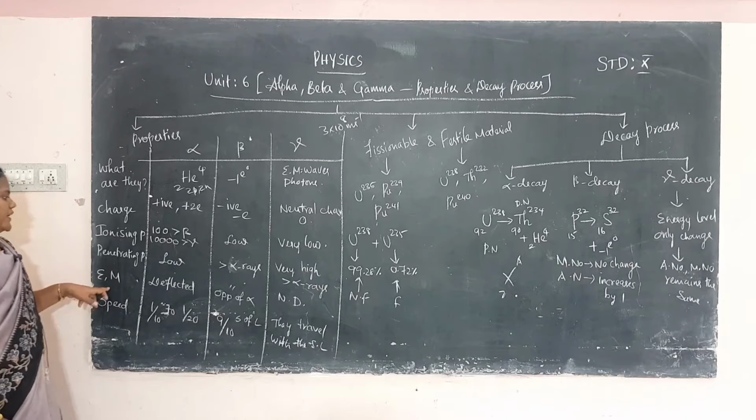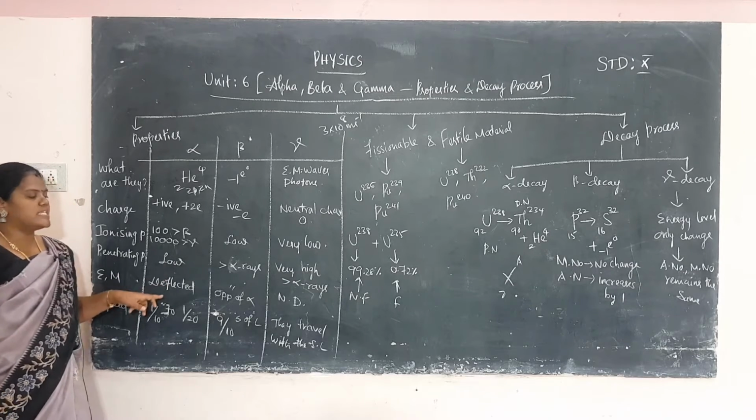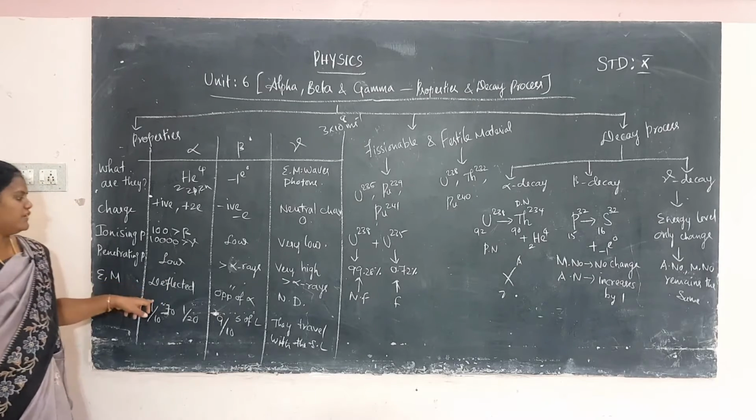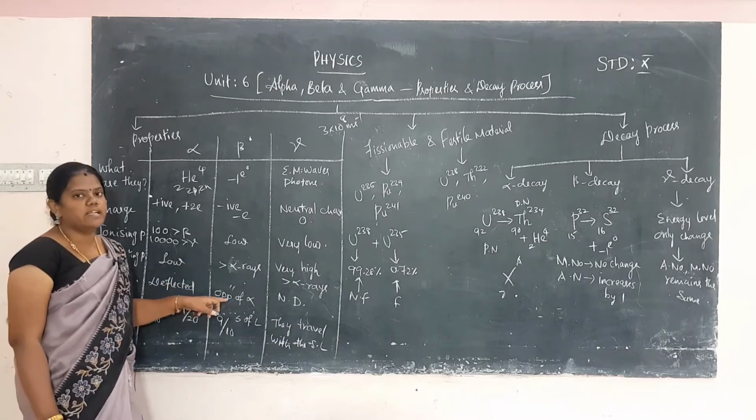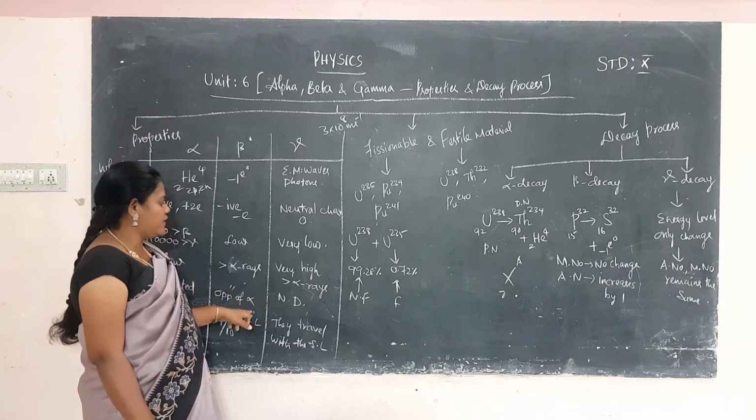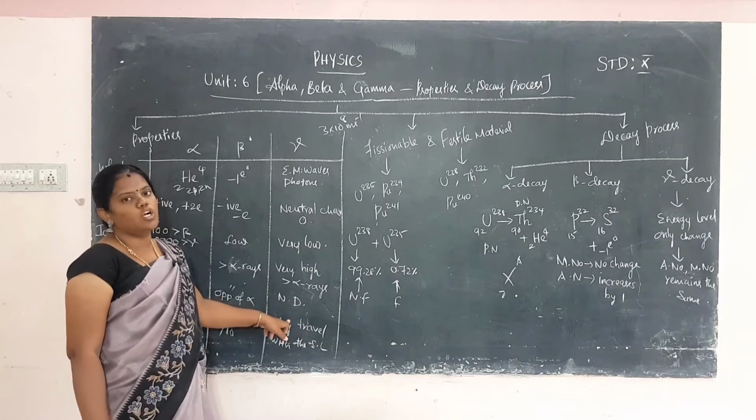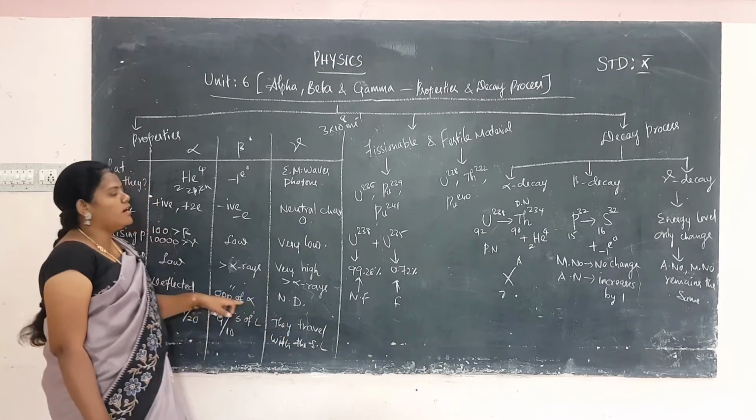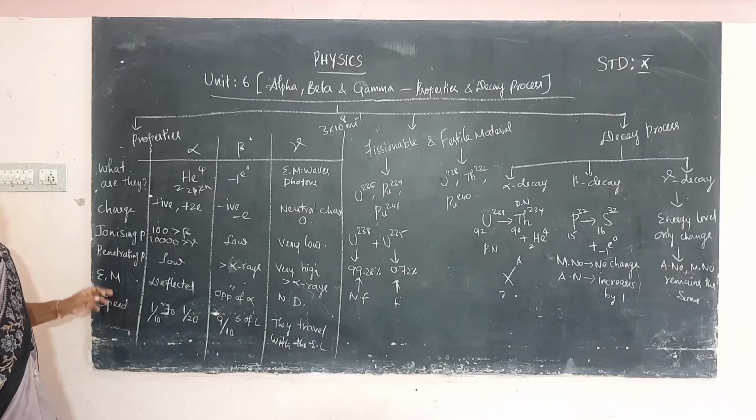Okay, electric field and magnetic field. Alpha rays are definitely deflected by electric and magnetic fields, beta rays are also deflected, in the opposite direction to the alpha rays, and gamma rays are not deflected by electric and magnetic fields.